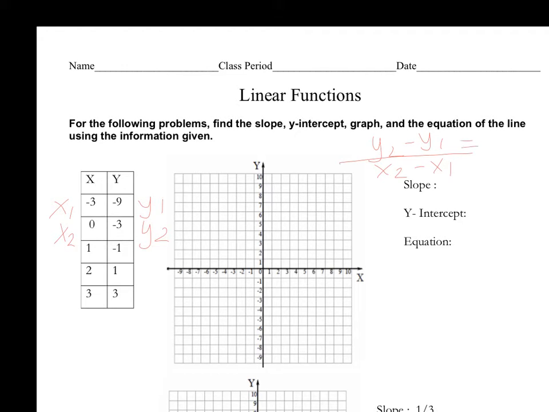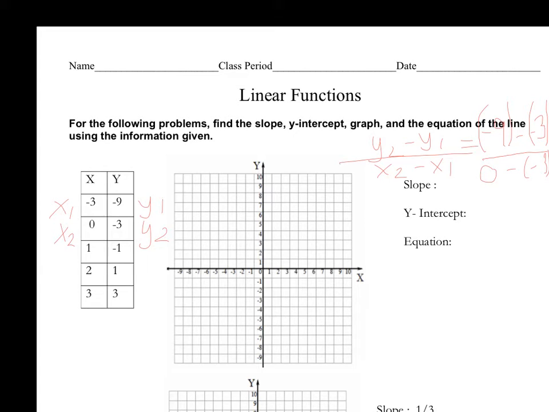So the next step is just simply to plug it in. So y2 is negative 9 minus negative 3. Why do I have 2 minus? It's because the equation in the middle always has a subtraction sign. So if you don't want to mess up, just put parentheses around it. Okay, so now x2 is 0. And we're going to subtract a negative 3.